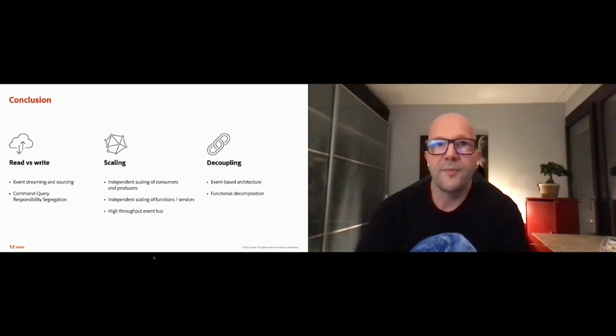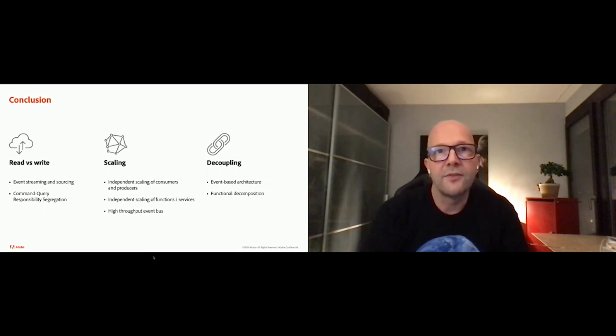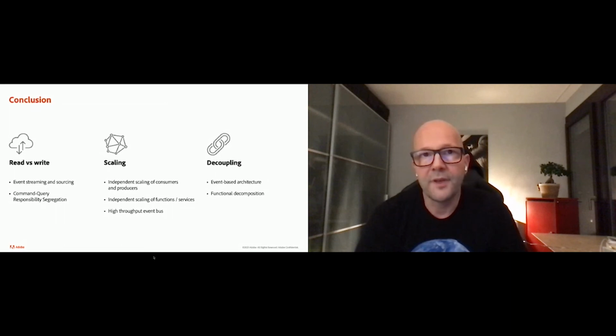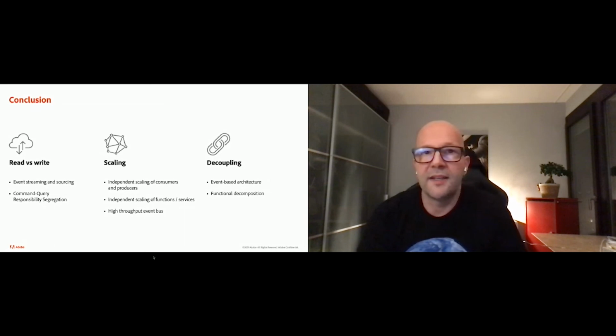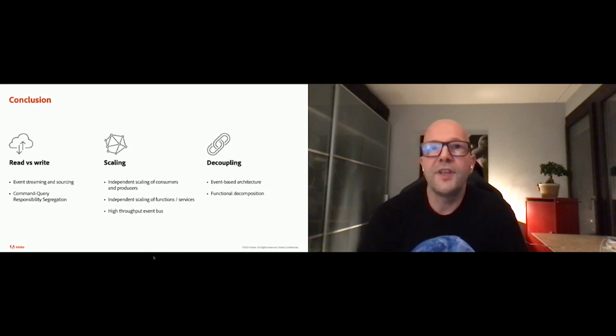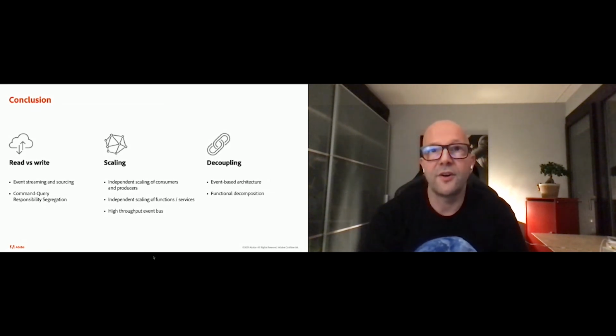We applied the principles of event streaming and command query responsibility segregation to enable us to process incoming data at scale, while independently optimizing read and write concerns. We enabled elasticity by enabling separate parts of our application to scale independently down to the function level. And finally, we strive for a decoupled or loosely coupled system, reducing dependencies and blast radius through an event-based architecture and functional decomposition.